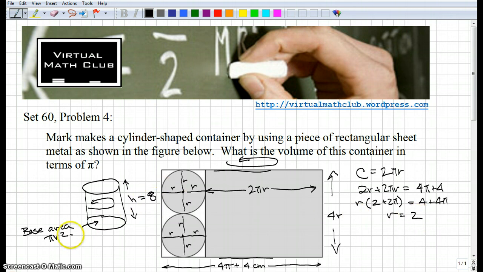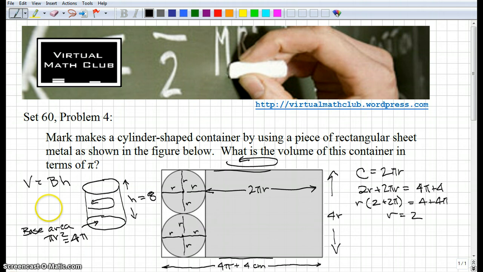That gives us the height, and this pi r squared, which is the base area, is just going to be 4 pi. Okay, and the volume is equal to the base area times the height. Alright, and that's true for any right prism. Okay, it doesn't really matter what the shape of the base is.